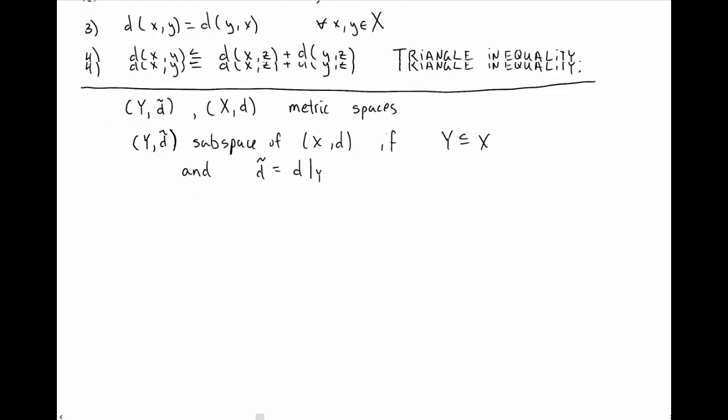So now we talk about some examples. So the obvious example that we should be familiar with, I suppose, is the real numbers and the metric defined by, so I'm just going to say real numbers and d, where d(x, y) is equal to the absolute value of x minus y. That one's pretty straightforward.